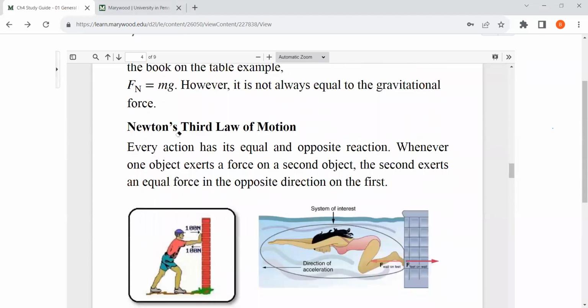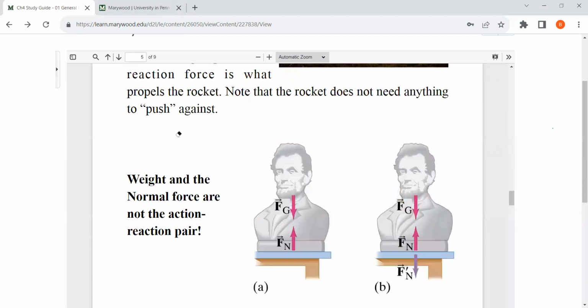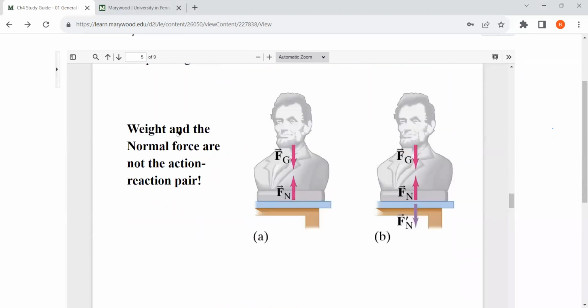Here you can see this is basically the same thing. This is a statue. When we have an object, we have the gravitational force downward, and because it is at rest, we have the normal force here. So it's basically the same thing. This is the gravitational force, and this is the normal force. Both are exerted on the same object, the statue.